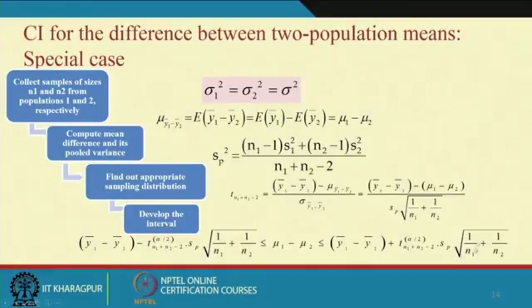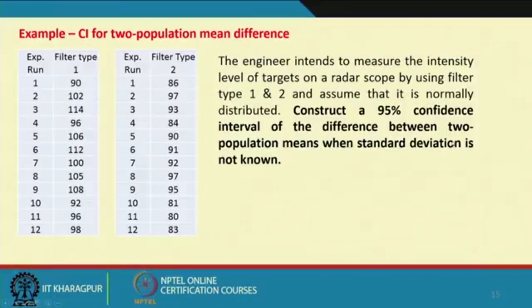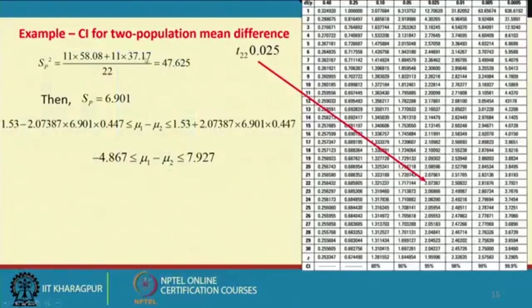Now see one example. The same example is given, but here sigma 1 and sigma 2 are not known, and the sample size is 12 per population, so it is not a large sample. We assume that the population variances are equal. Under such a situation, we use the given formula. What is the Sp square formula? n1 minus 1 means 12 minus 1, that is 11, into S1 square, plus 11 into S2 square, divided by 12 plus 12 minus 2, that is 22. So Sp square comes out as 47.625, and Sp is the square root of this.